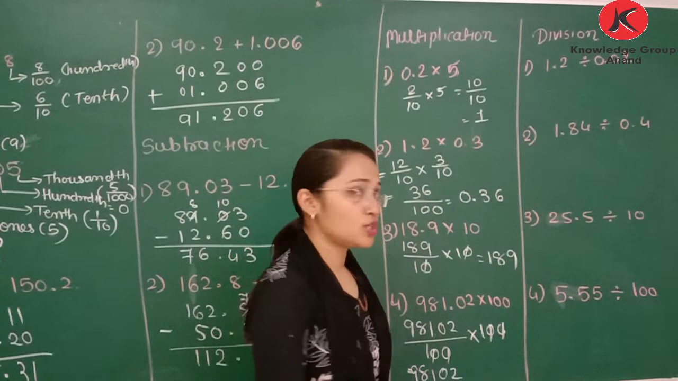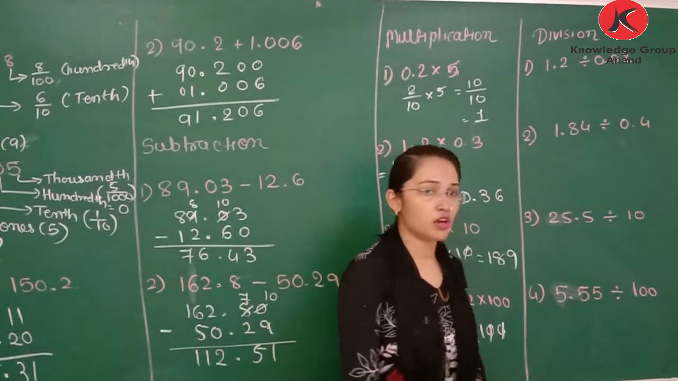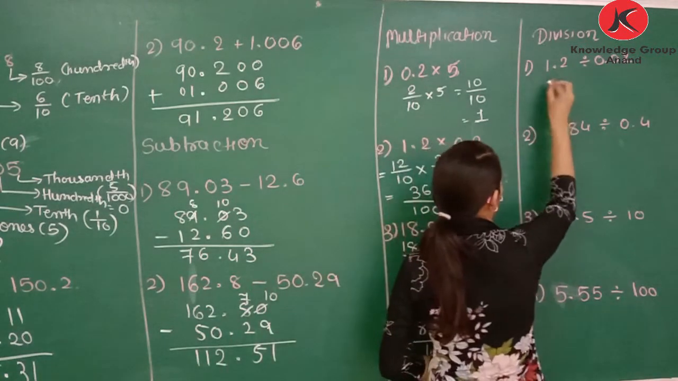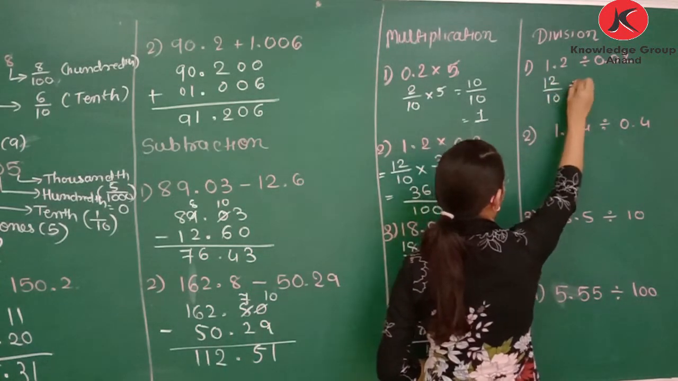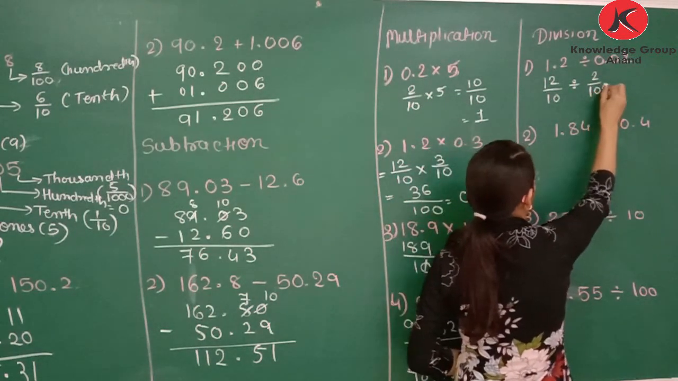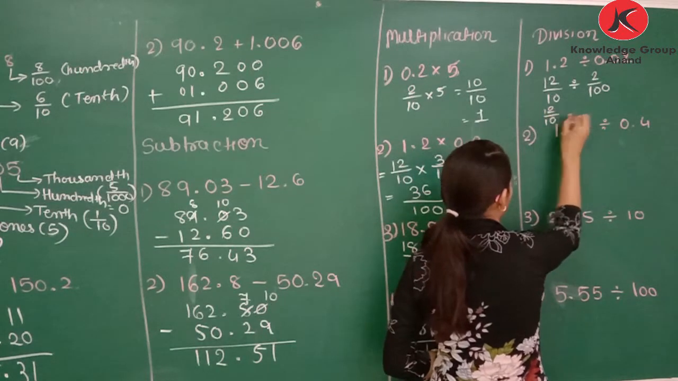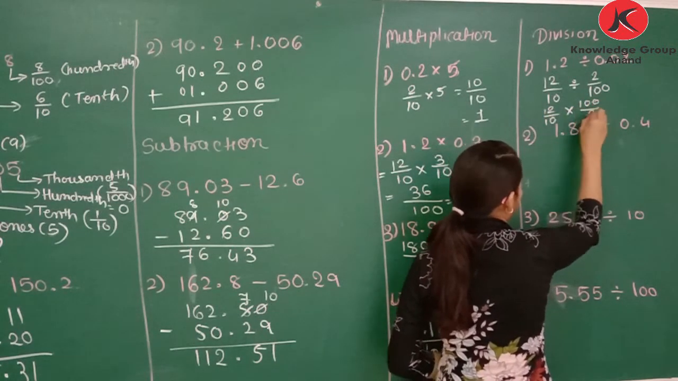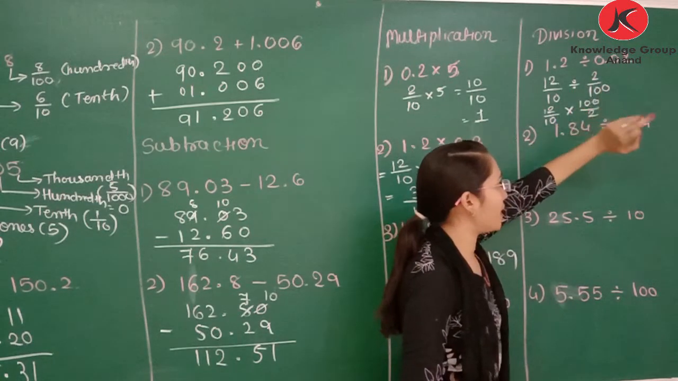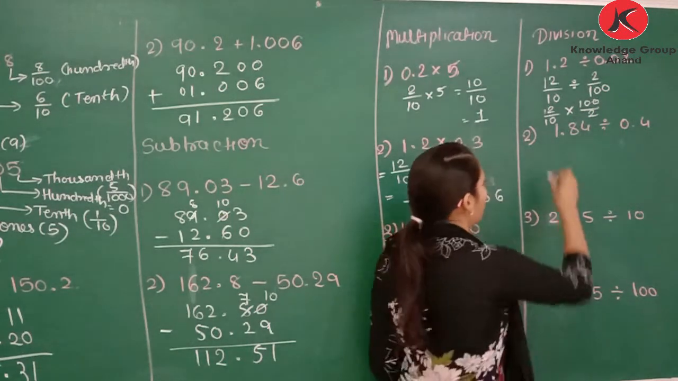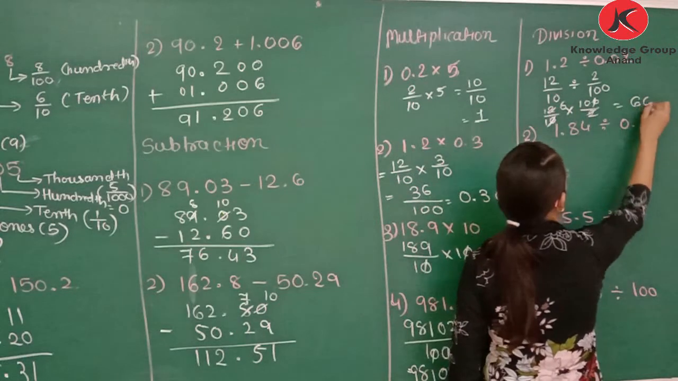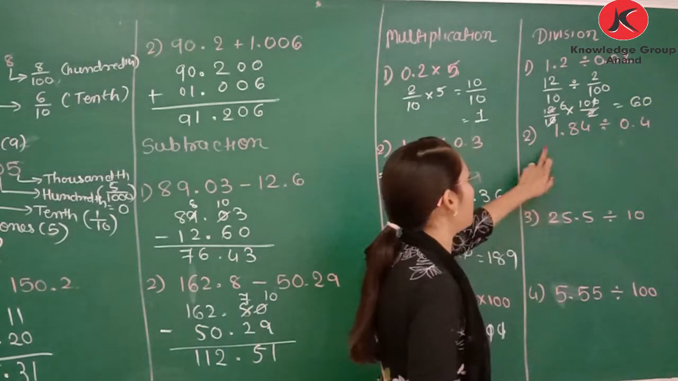Now, division of decimal. Division of decimal is same as the multiplication of fraction. So, 1.2 can be written as 12 by 10 divide 0.02 can be written as 2 by 100. Now 12 by 10 multiply 100 by 2. Clear? Convert division into multiplication. 2 by 100 reciprocal is 100 by 2. You can cut the common factor. So 6 into 10 is 60. Clear? One more example.